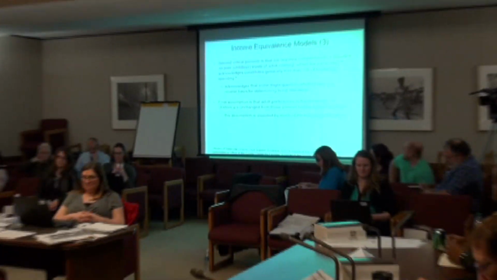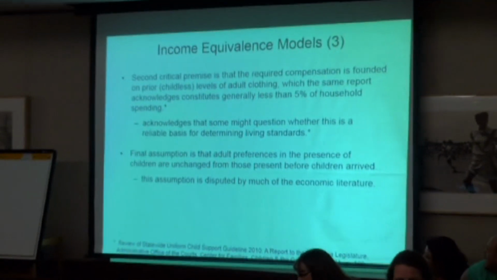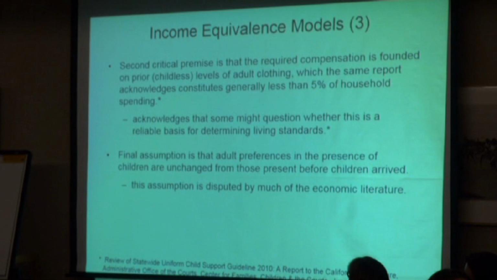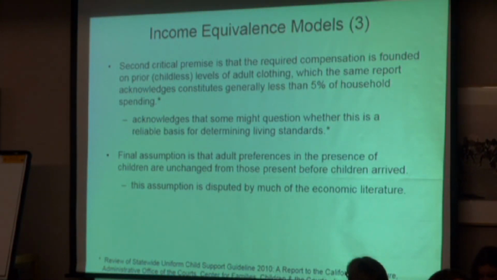That's the essence of this method. The second critical premise is that the required compensation depends on adult clothing. The Rothbarth method says that the only way we can equate welfare in a family is when they spend the same amount on adult clothing. Even though adult clothing is generally less than 5% of household spending. So we're using as our index of welfare a very minor item in the household budget. And the California report acknowledged that this is questionable as a measure of household standards.